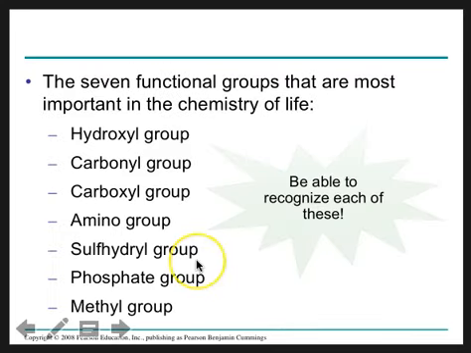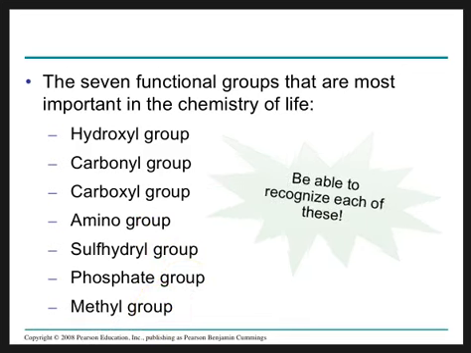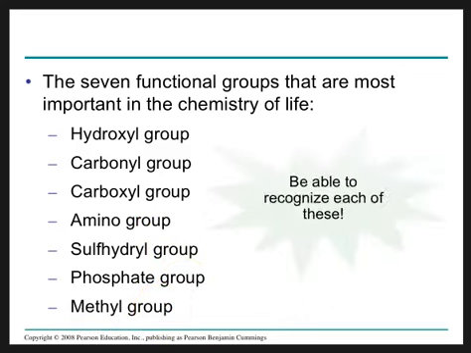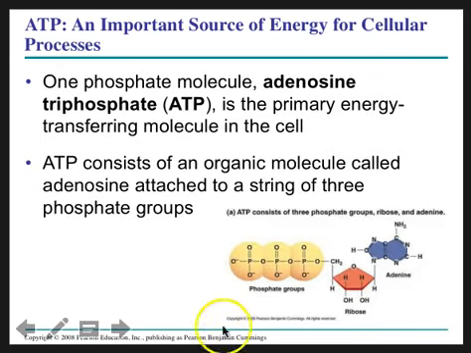Okay, so there are 7 functional groups I want you to look at. The end of this PowerPoint slide presentation has all the stuff you need to know, but there are 7 groups. I'm going to say them so you can pronounce them: hydroxyl group, carbonyl group, carboxyl group, amino group, sulfhydryl group, phosphate group, and methyl group. All right, but before we get to those, I need us to talk about ATP.